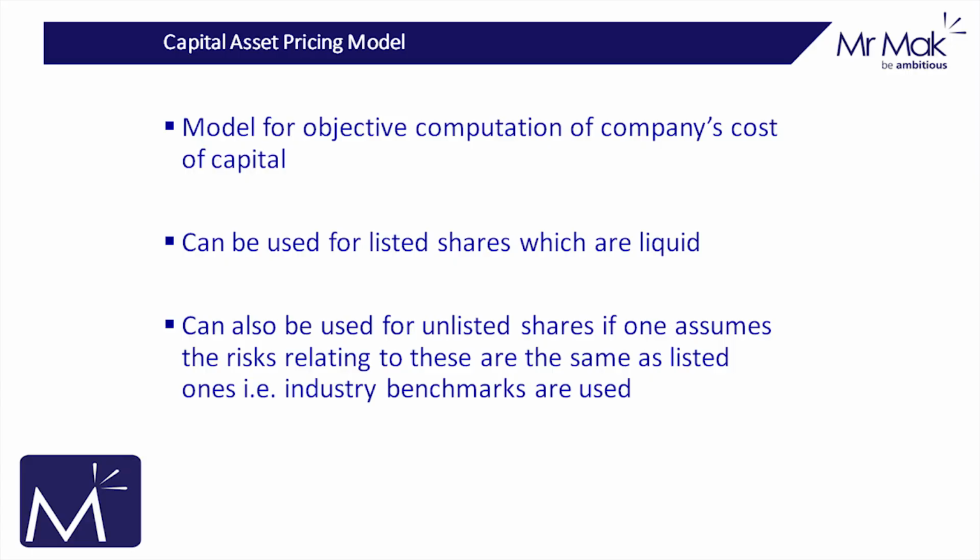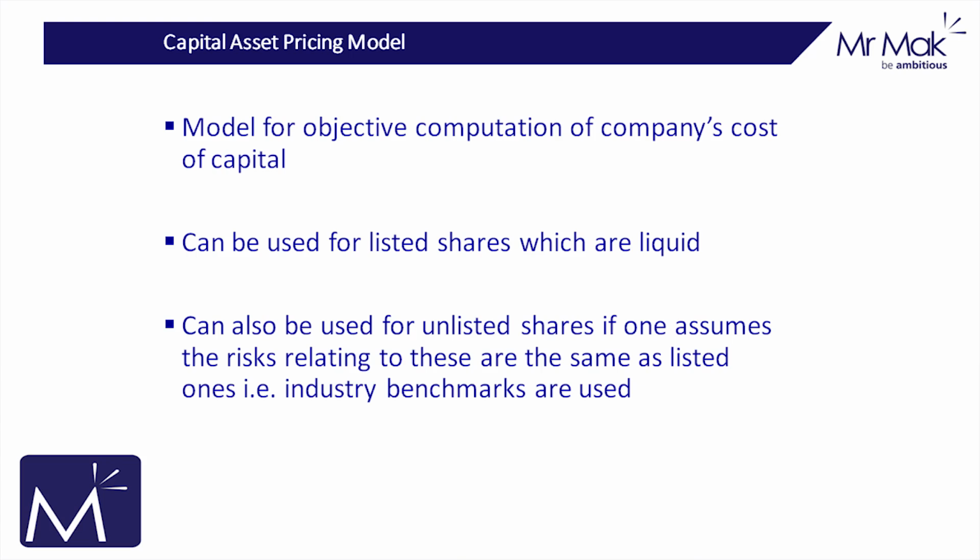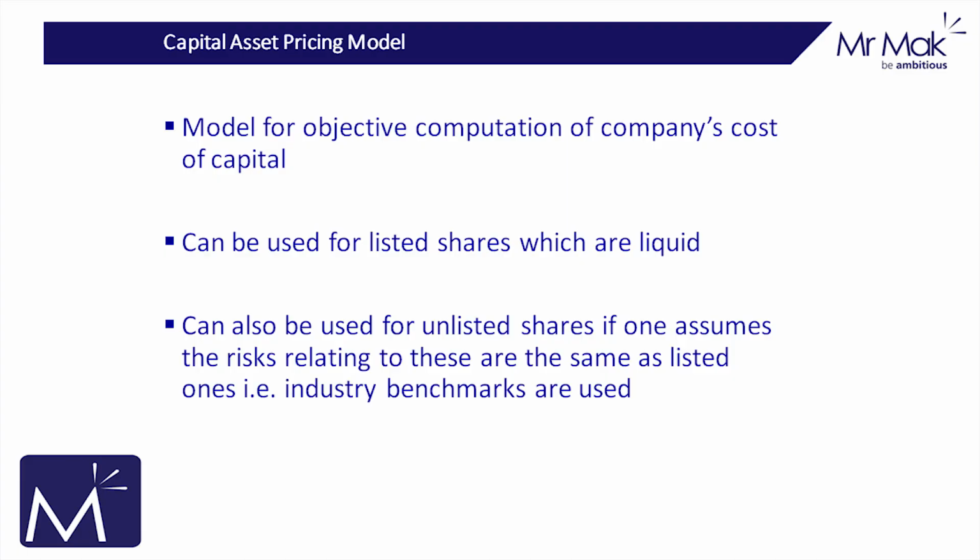We can also use the capital asset pricing model for the objective computation of a company's cost of equity capital. Now, the capital asset pricing model is mainly used for listed shares, which are liquid and where you can compare your specific share to the overall market. But it can also be used for unlisted shares if one assumes that the risks relating to these are the same as the listed ones.